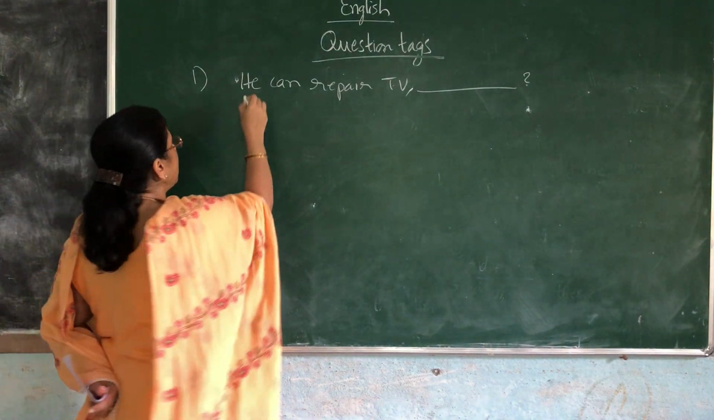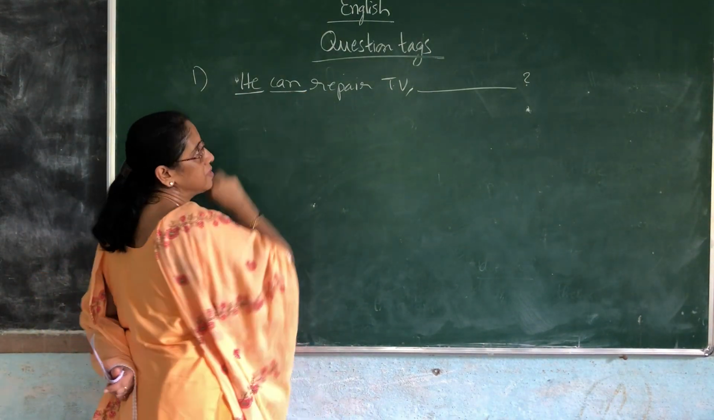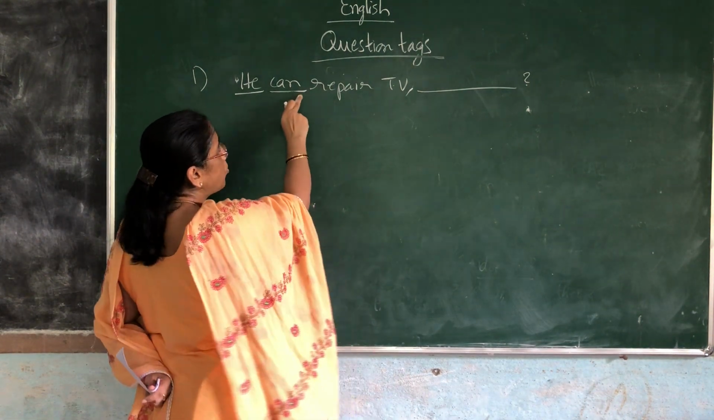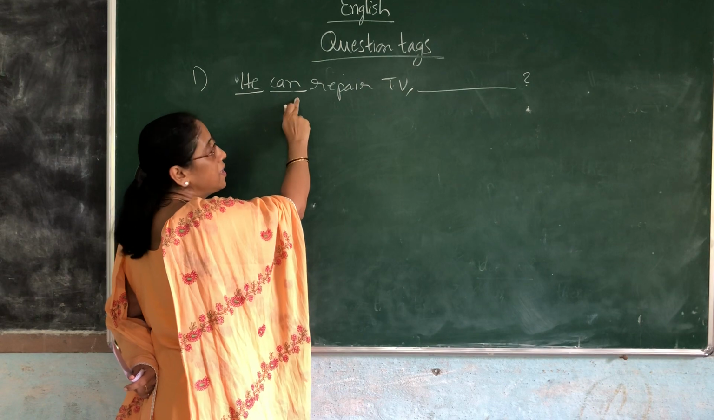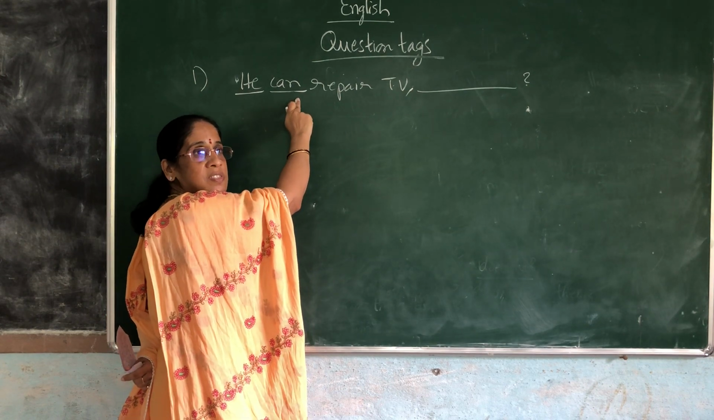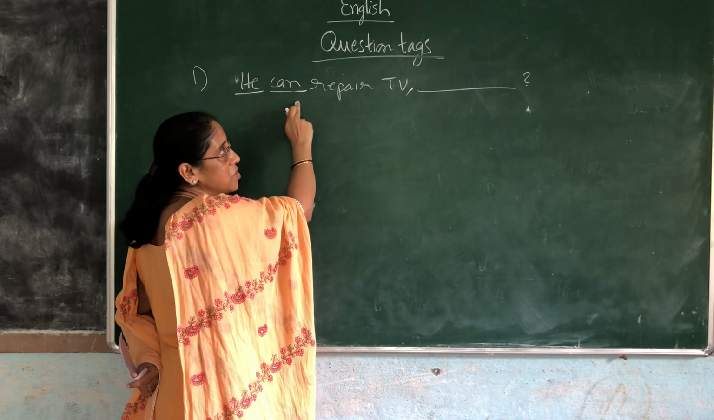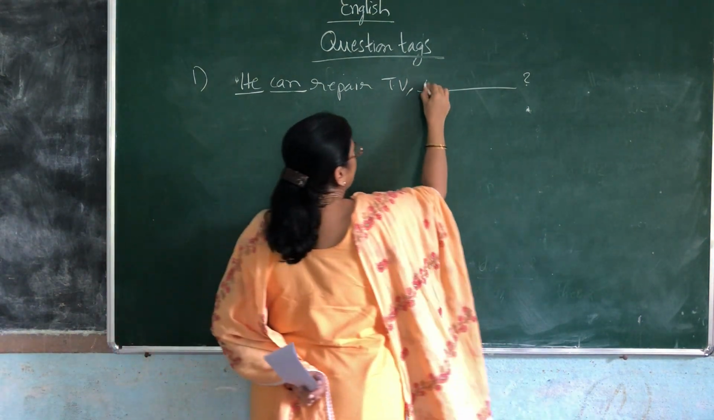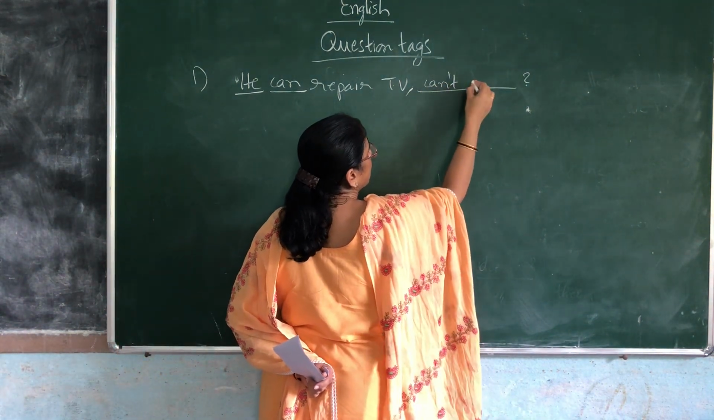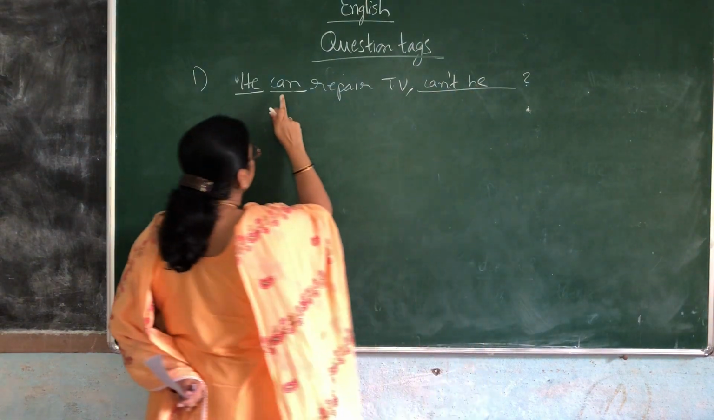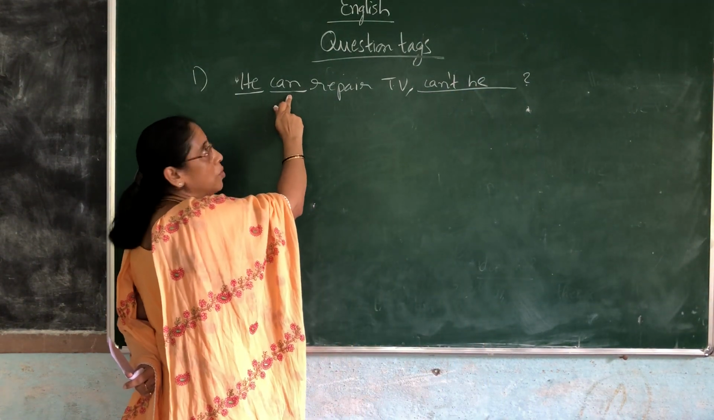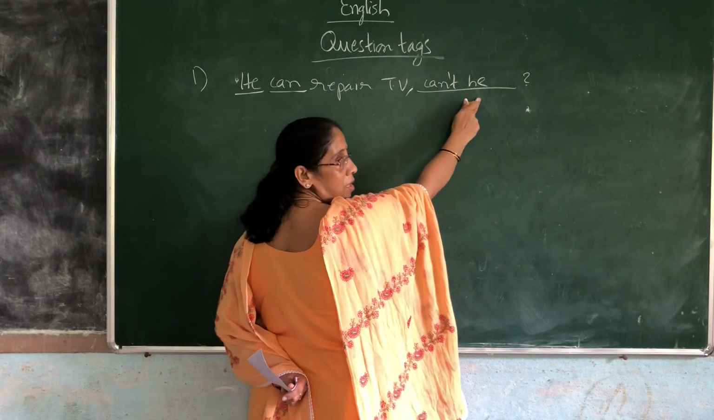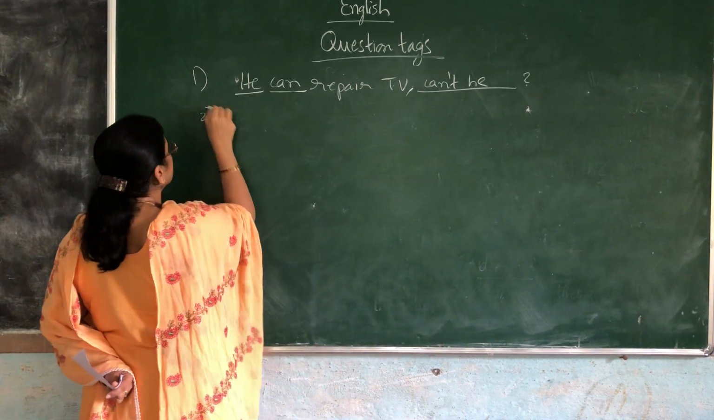So he is the pronoun used, can is the auxiliary. Now how can you do it? Is it a negative or a positive sentence? He can is given, not is not there. So what is it? It is a positive sentence. So for a positive sentence you should write a negative question tag. So can, you should use it in a short form. Can't he? So first you should start with the auxiliary verb, can, you should add not to it, a negative. Can't he? Like this.